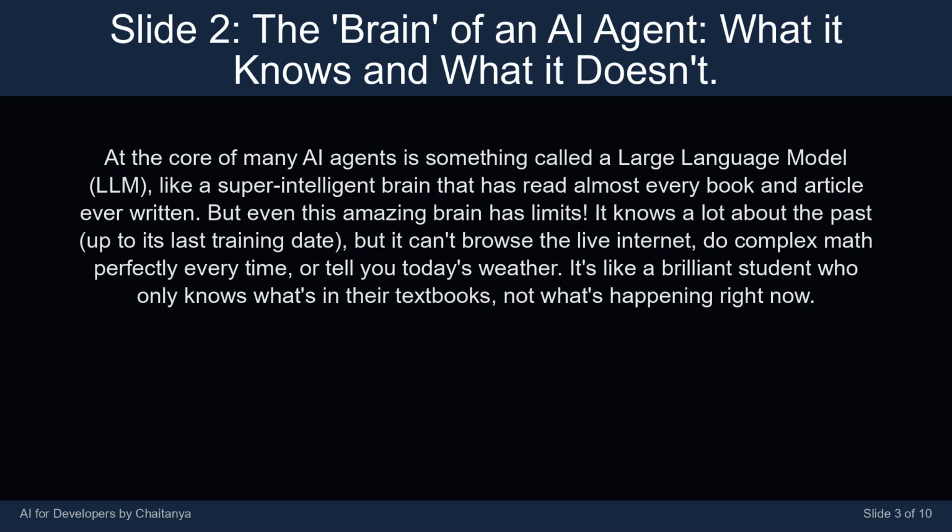But even this amazing brain has limits. It knows a lot about the past, up to its last training date, but it can't browse the live internet, do complex math perfectly every time, or tell you today's weather. It's like a brilliant student who only knows what's in their textbooks, not what's happening right now.